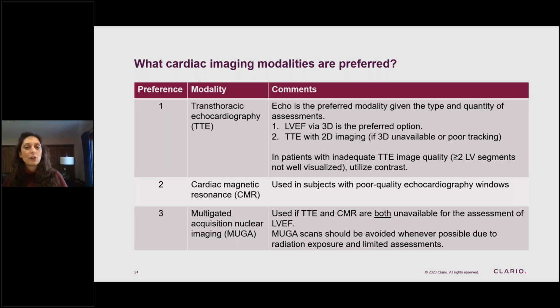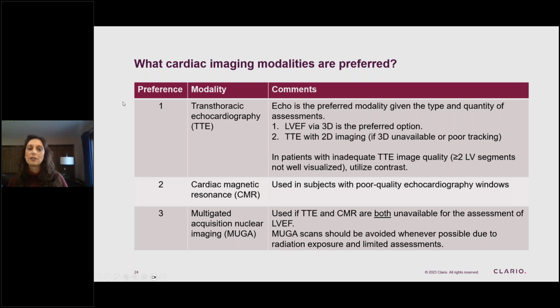For LVEF assessment, the preferred option is via 3D assessment, but it's primarily still done globally with 2D and the biplane Simpson's method for LVEF. In patients that have inadequate image quality, where 2 or more of the left ventricular segments are not well visualized, it's recommended to utilize contrast. And if you utilize contrast, you want to do it consistently to minimize the variability of the LVEF assessment.